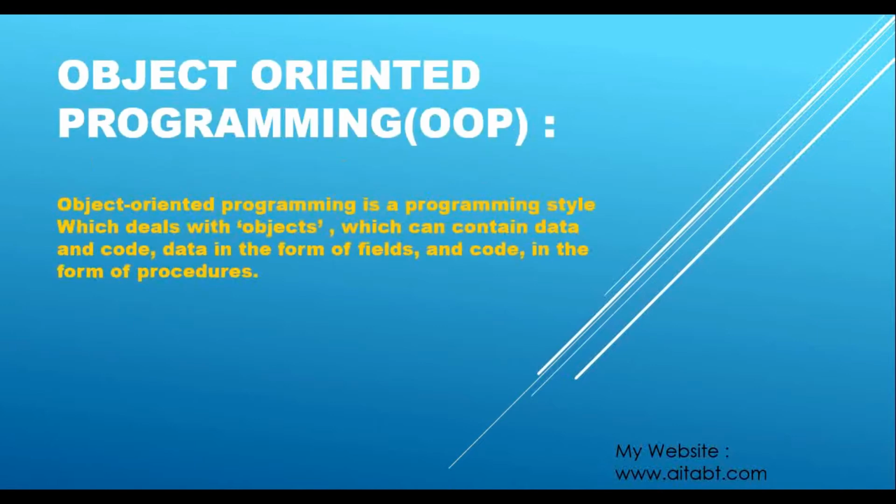Now first of all, what is object oriented programming? It is a programming style which deals with objects which can contain data and code, in the form of fields, that is data in the form of fields, and code in the form of procedures. So now we know what is an object. We learned that when we learned what is class and struct in C# in previous videos of this tutorial series. If you are not aware of what is an object, please check that video first in order to understand this better. And we know we can write code by using simple procedures, simple functions, or like 2-3 lines of code in a main method.